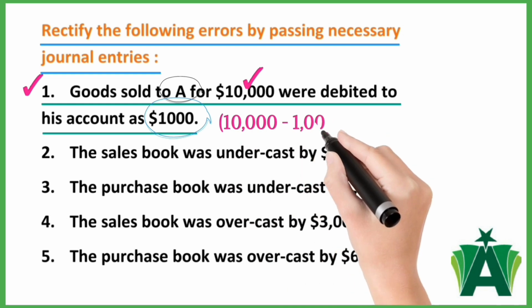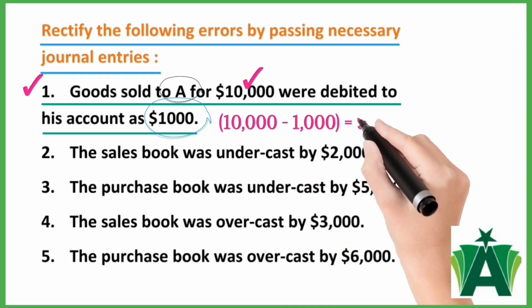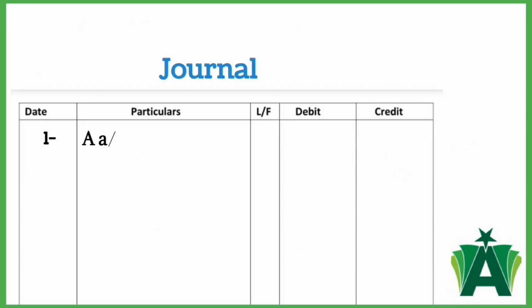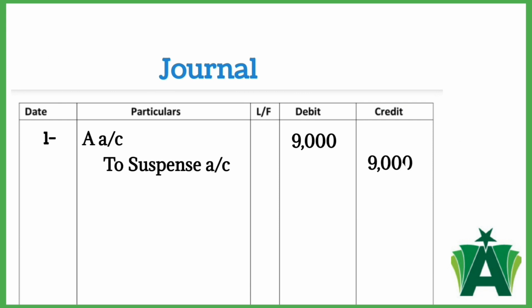Therefore, there will be a suspense account in the rectifying journal entry. The rectifying entry will be A account debit with the amount of $9,000 to suspense account credit with the same amount. Being A account wrongly debited, now corrected.